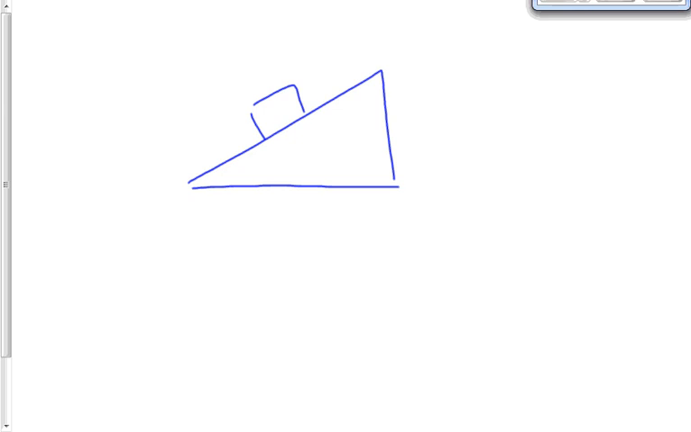Now we know when we look at this, there's at least two forces that act on it. We know that there's at least the force of gravity that acts down on this object. It's going to be equal to m times g. It acts straight down, always straight down, regardless of what the incline is. We also know that there's going to be a normal force that acts perpendicular to the surface. It's going to act this way, 90 degrees to the surface.